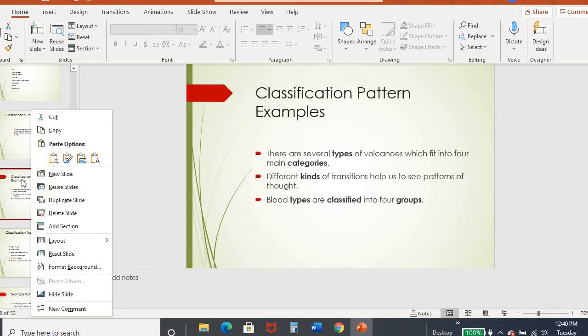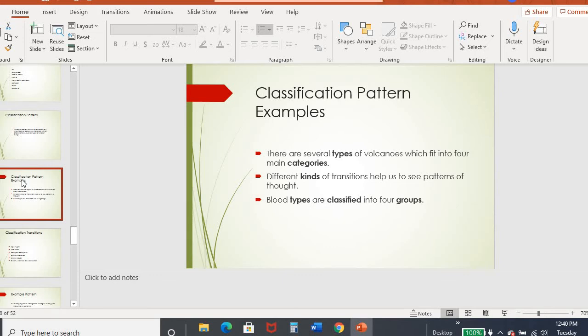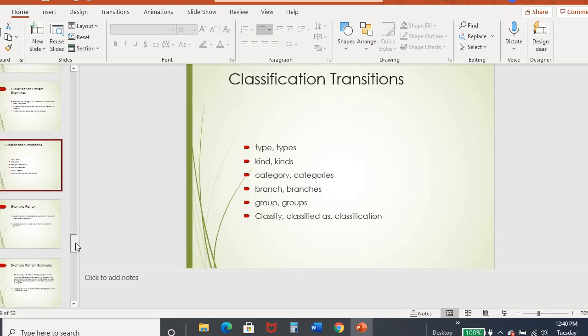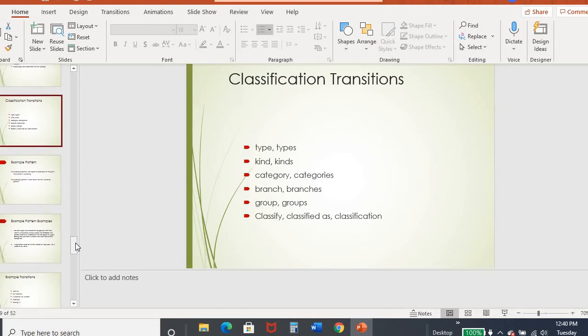Here are some other examples. There are several types of volcanoes which fit into 4 categories. Different kinds of transitions help us see patterns. Blood types are classified into 4 groups. So as you can see, some transition words associated with this pattern are type, kinds, groups, categories, to let you know that they're classifying.